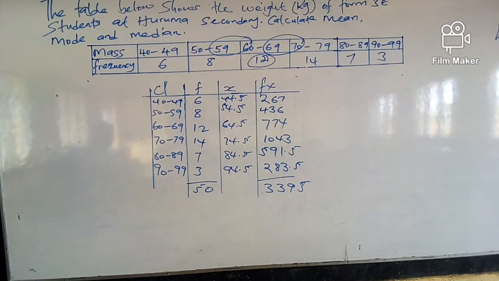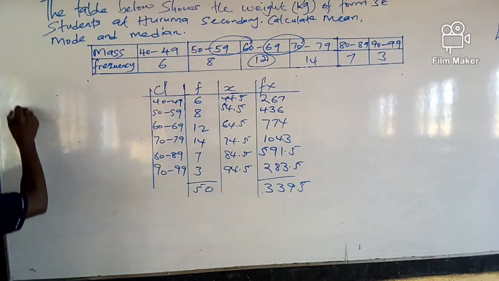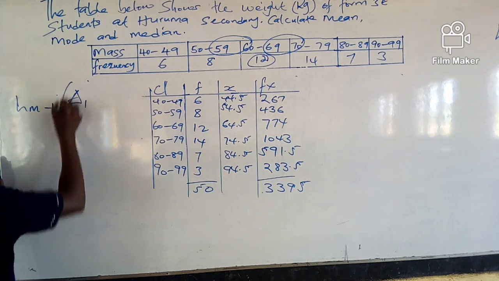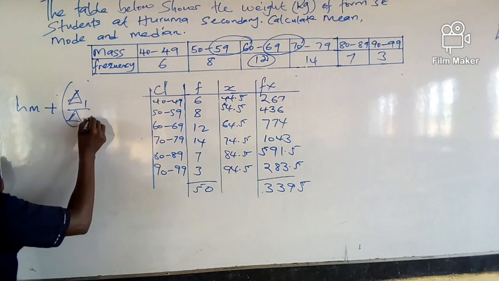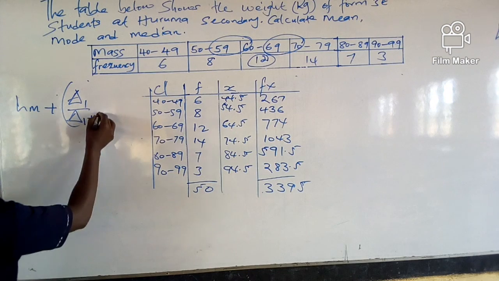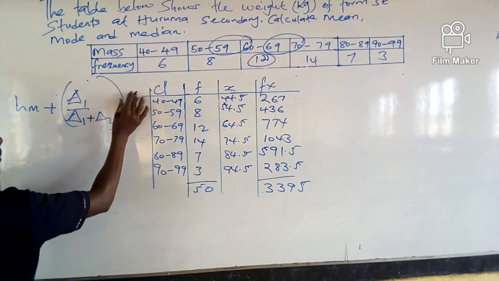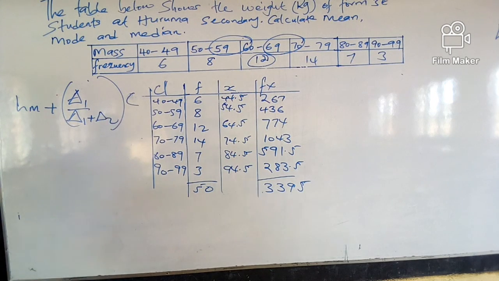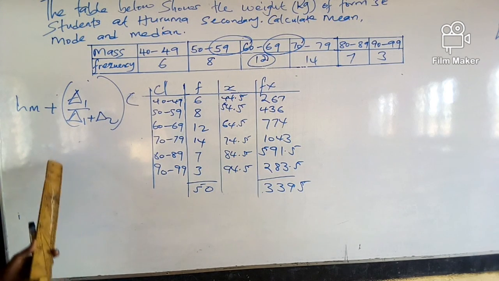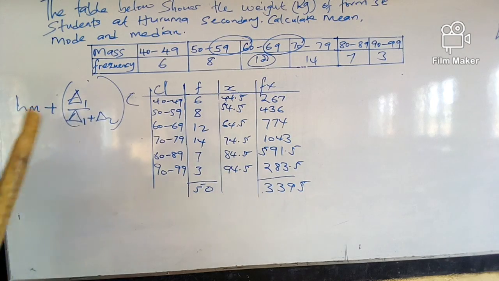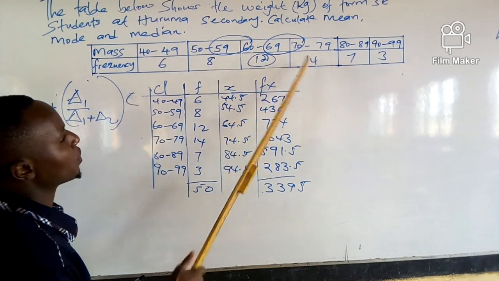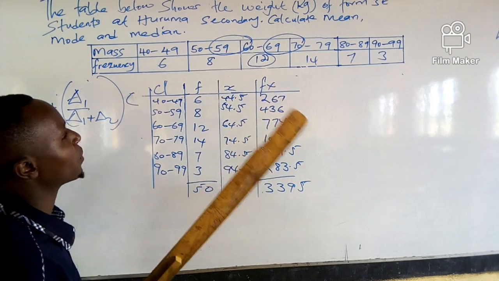Now we go to how to calculate the mode. The formula for the mode is Lm plus delta 1 over delta 1 plus delta 2, multiplied by C. So we need to get the modal class here. To get the modal class, we go to the class with the highest frequency. This is the class with the highest frequency here, 14.